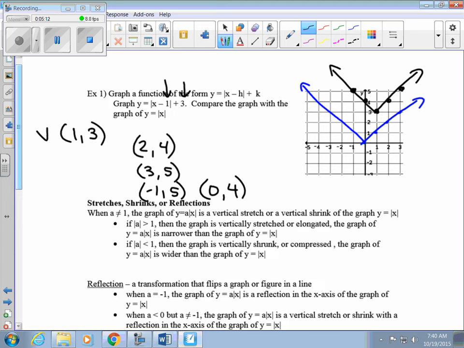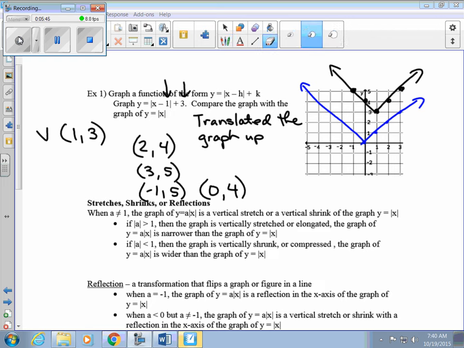And there we go. So now it says compare this. Well, it has the same shape, same size, same orientation. So we are going to say that we shifted this graph using a translation. So we're going to say we translated this graph up 3 units and right 1 unit.